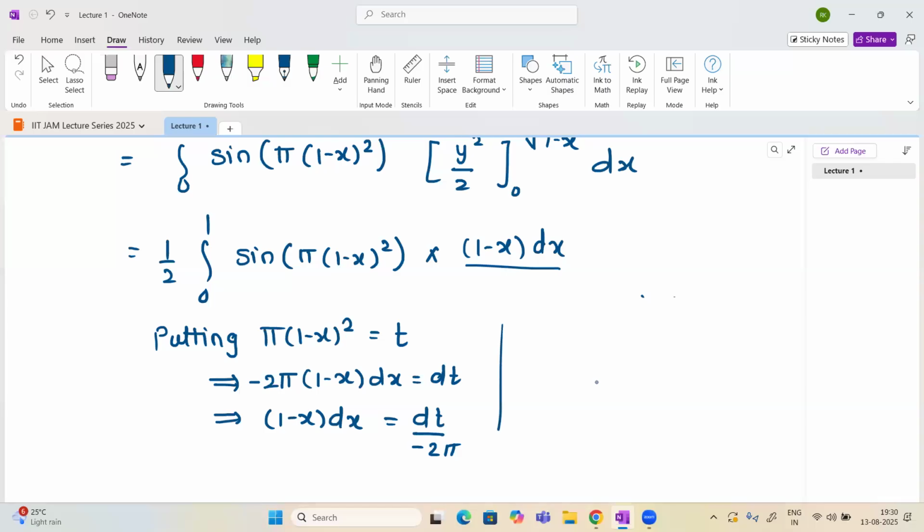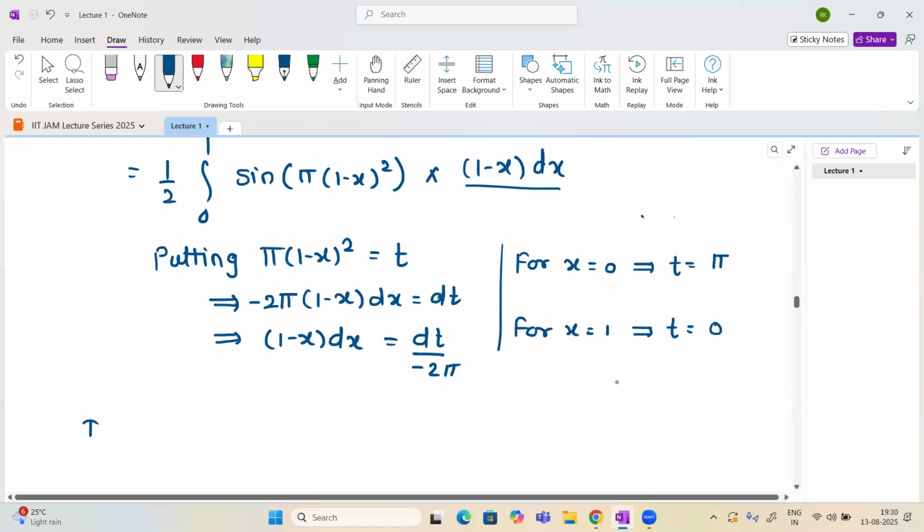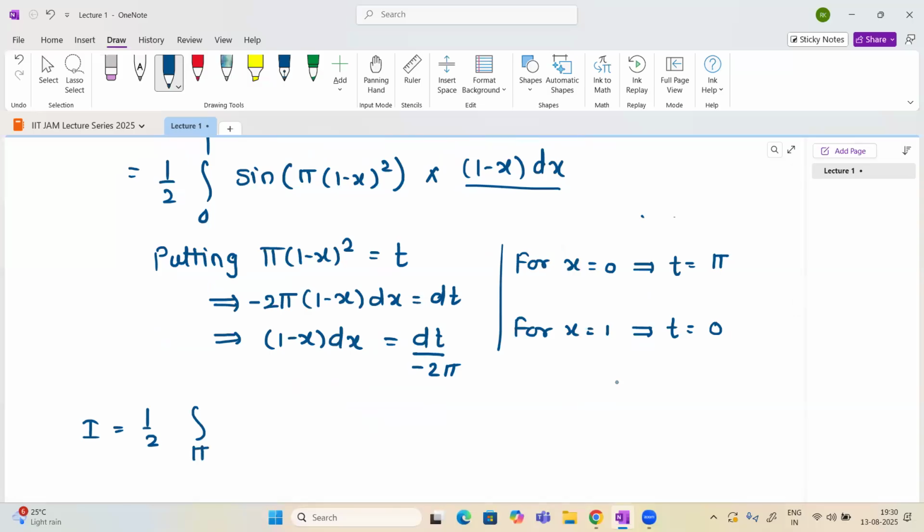Exactly. Next task is to change the limits of integration. If I put x is equal to 0, what will be the value of t? Pi. Very good. And if I put x is equal to 1, what will be the value of t? 0. So I is equal to half, limits now pi to 0. Pi to 0, no? Yes, sir.